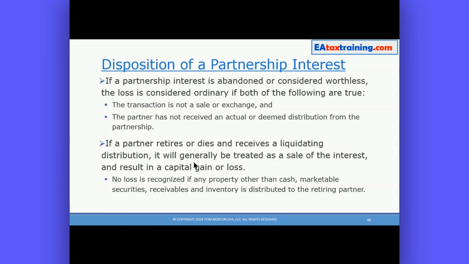So this would be where the business is just going out of business. It's gone belly up. The partnership's just not making it. So they sell whatever assets they have. They pay off as much of their debt as they can pay off. But by the time they do that, there's nothing left to distribute out to the partners. So the partnership is just gone. It's worthless. When that is the case, then the loss is going to be an ordinary loss.